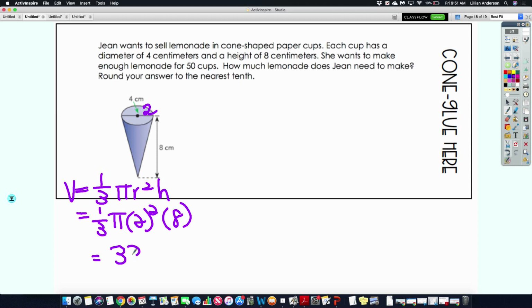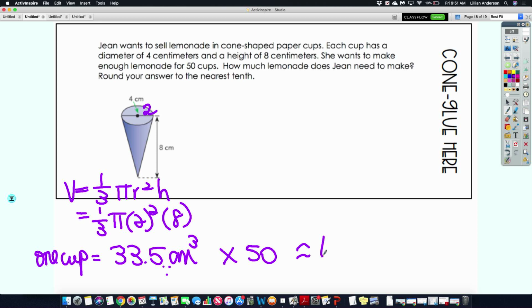So we have 33.5 centimeters cubed. This equals 1 cup. But she wants to make how many? So we need to multiply that by 50. So go ahead and take that non-rounded answer and multiply it by 50. No, the non-rounded. How much? 1,680. Just read the numbers left to right.